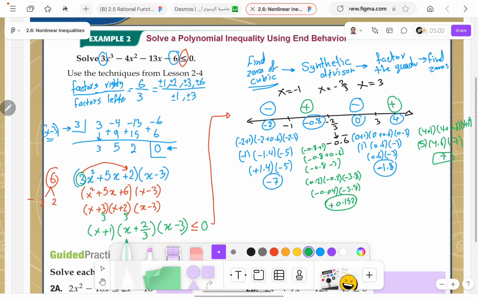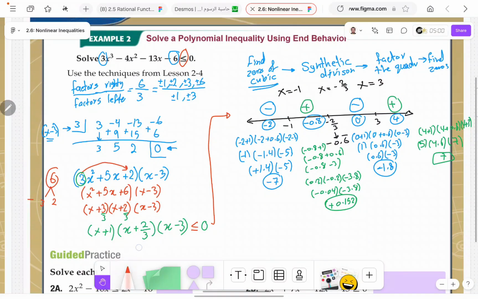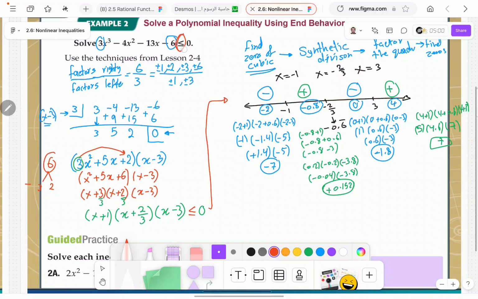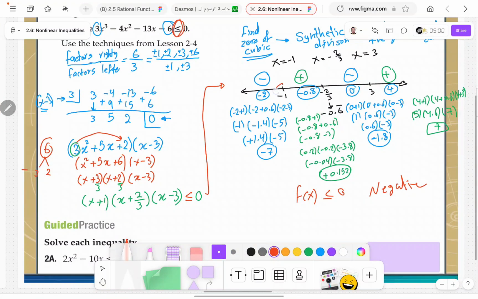Now I need to see what is the question asking me. Is it a positive value or a negative value it needs? As you can see, it's saying in the question f of x is less than or equal to 0. So I need the negative value, negative interval. So the negative interval starts from negative 1 to negative 2 over 3. What type of bracket? Because it's with equal, we use the rectangle bracket. So this one is rectangle, this one is rectangle. Union, okay? Then it's from 3 to positive infinity. Okay? So this is the answer.